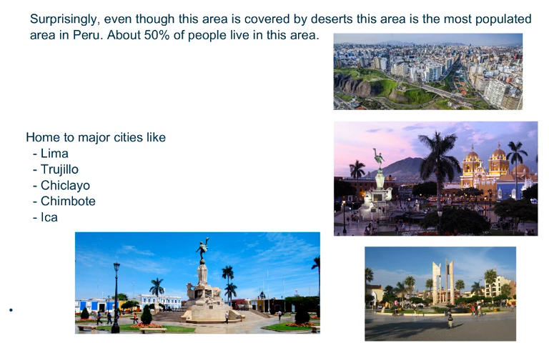So in this area, we have some major cities like the city of Lima, which happens to also be the capital. You have the city of Trujillo, which is a coastal city. Another city, the city of Chiclayo. Another city, Chimbote. And then you have Ica. And these are all cities that are located near the coast or within that desert region.